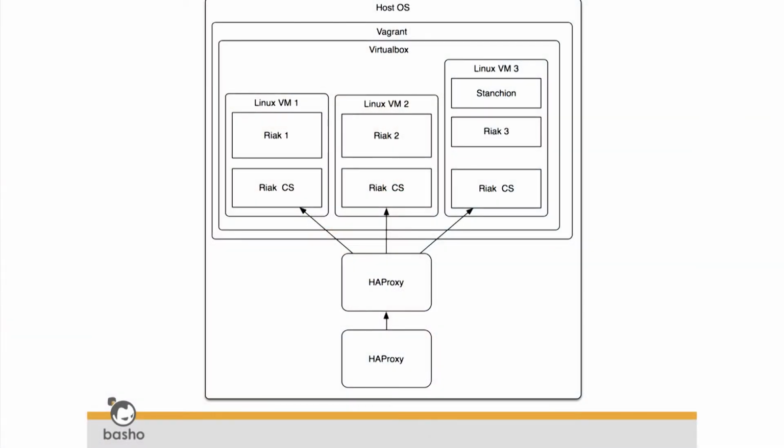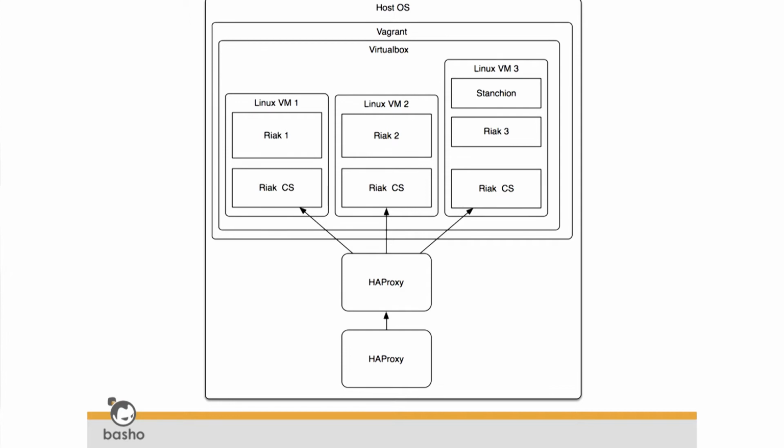A basic cluster, say a 3-node cluster, you've got 3 Riak instances, 3 Riak CS instances, and another thing called Stanchion, which serializes certain requests, such as creating buckets, users, that type of thing. Okay, so that's what this would look like. So you're getting into a more complex kind of stack.